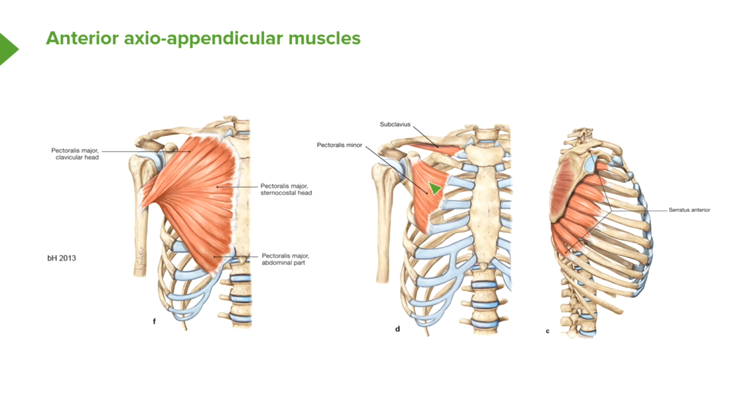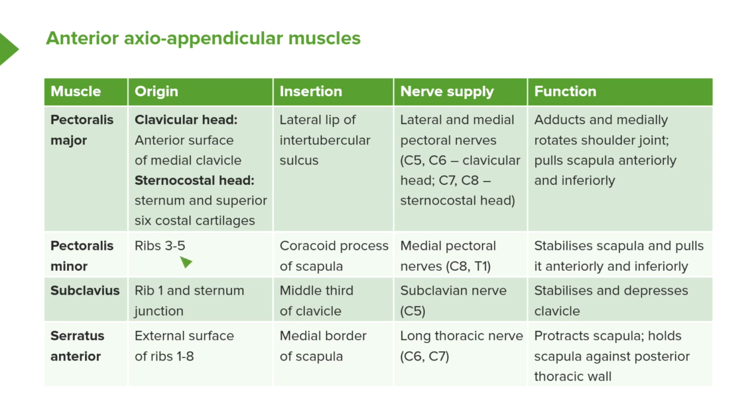Now we've got pectoralis minor. We can see pectoralis minor, like I said, coming from ribs 3 to 5, passing towards the coracoid process of the scapula. And this is innervated via the medial pectoral nerves. And again, we can see this is coming from C8 T1 spinal cord segment. Pectoralis minor is important in stabilizing the scapula, so it holds the scapula against the posterior chest wall, and it also pulls it anteriorly and inferiorly, a similar function to pectoralis major.